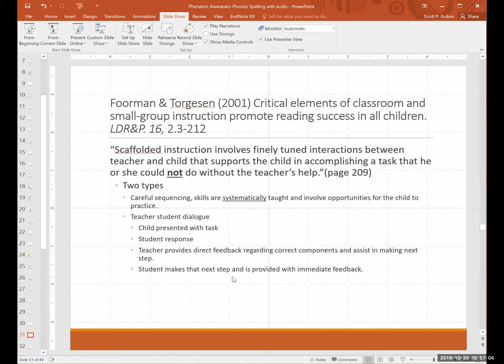And then teacher-student dialogue: the child is presented with the task, the student is allowed to respond, the teacher provides direct feedback regarding the correct components and assists in making the next step. The student makes the next step and is provided with immediate feedback. That sounds a lot like the opportunities to respond that we've talked about. But in both these situations, the teacher knows what's going to happen and is prepared for what happens next, working to make sure that the kid does it correctly. So in essence, we're working on errorless learning here.